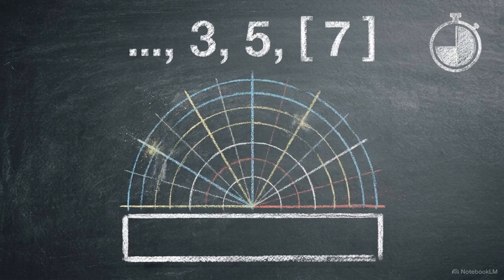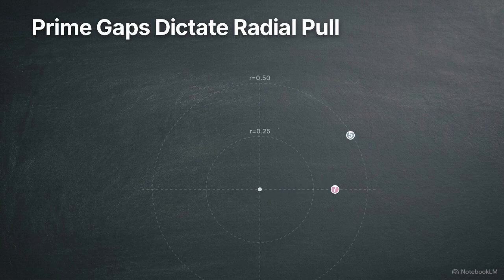What is the gap, the radius, and the angle equation? Take a second to map it out. Prime 7 follows 5. The gap is 2. It shares the 0.5 radius, rotated to a golden angle.